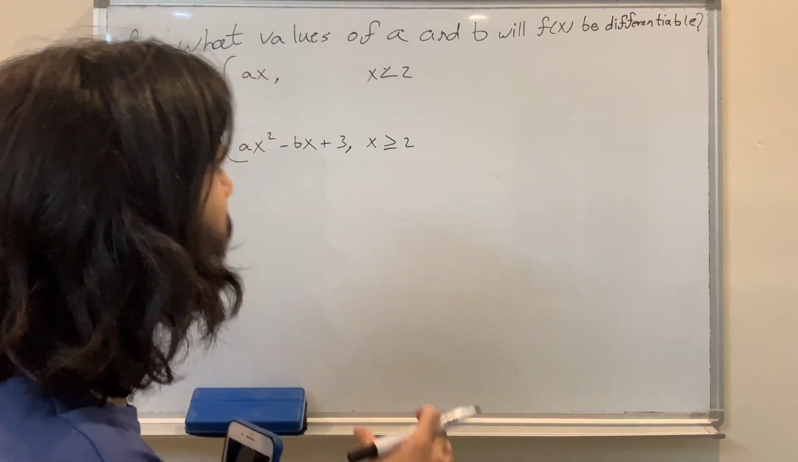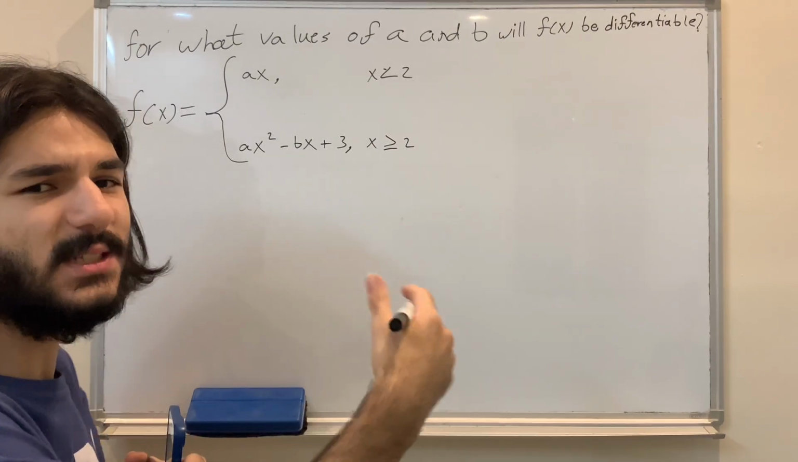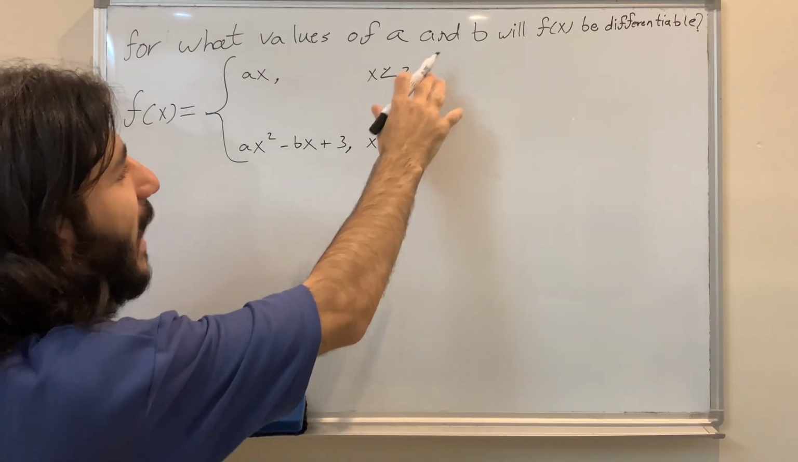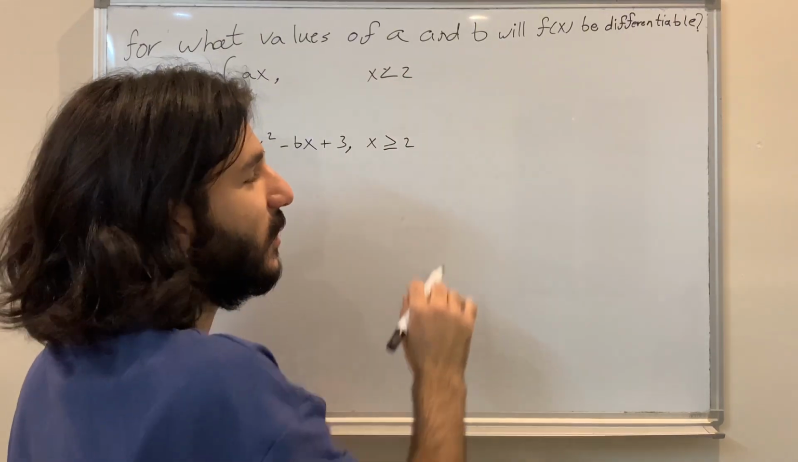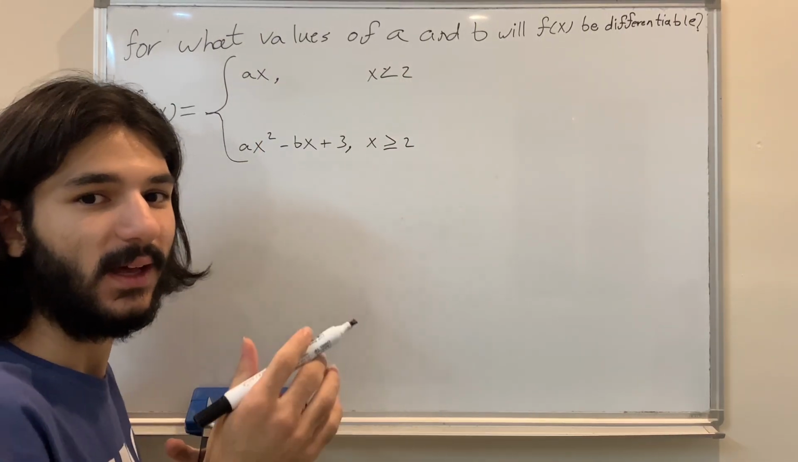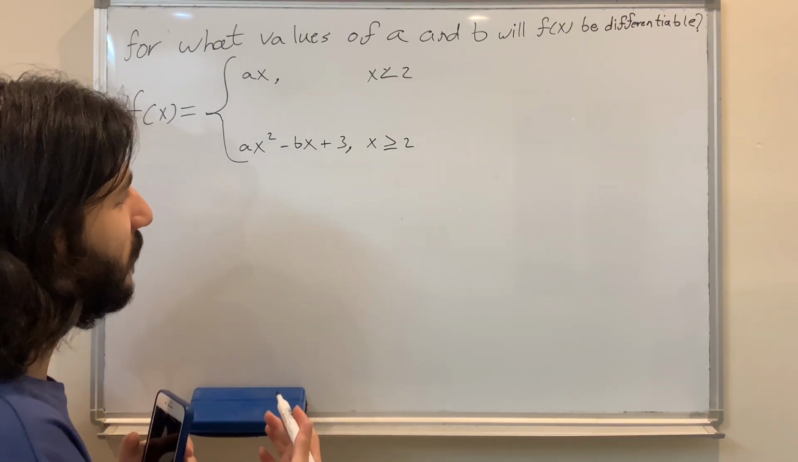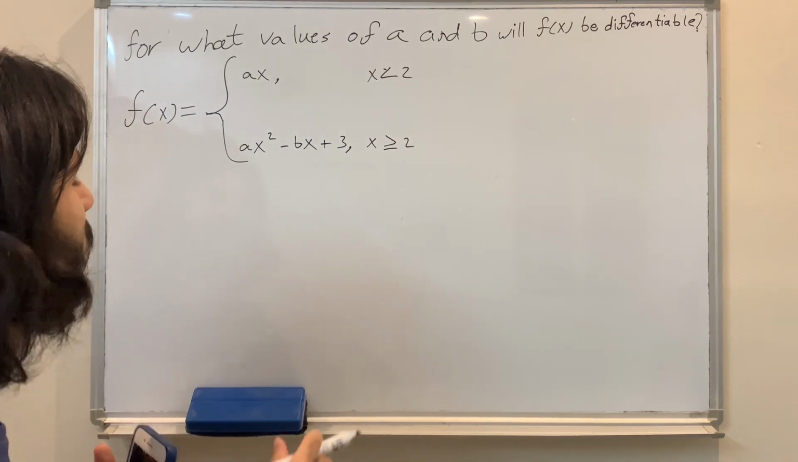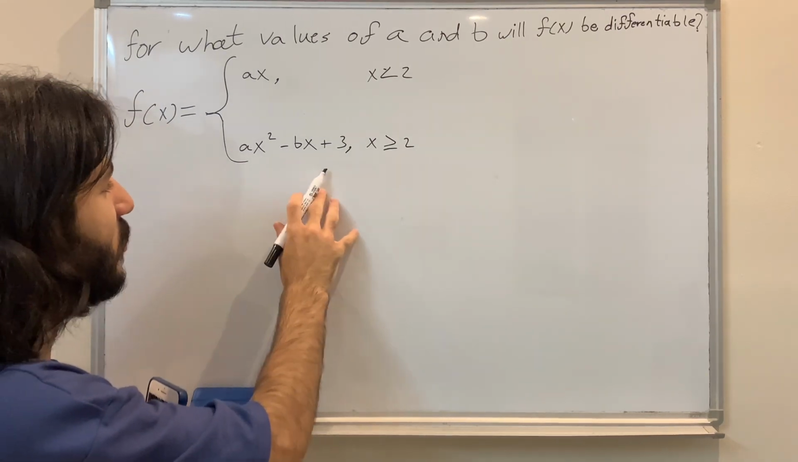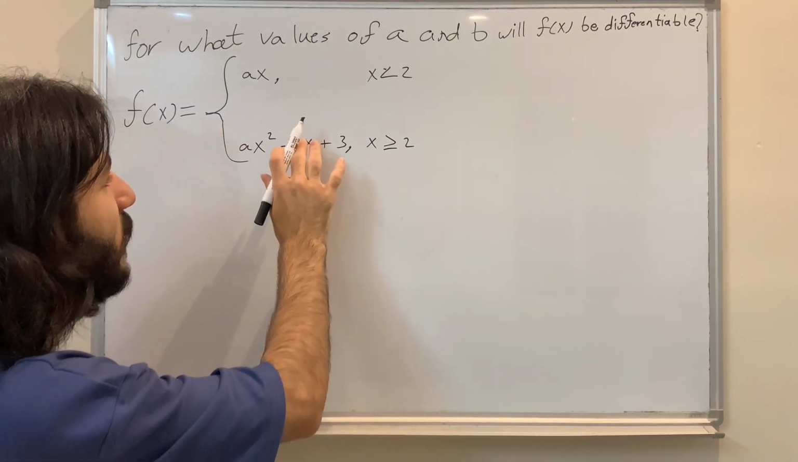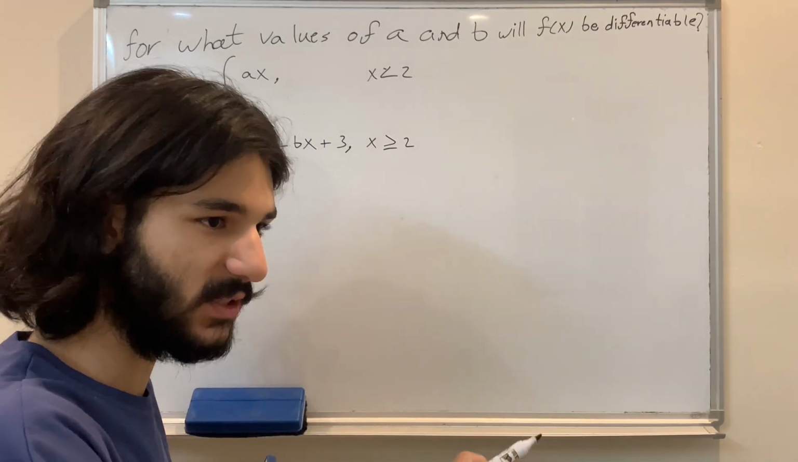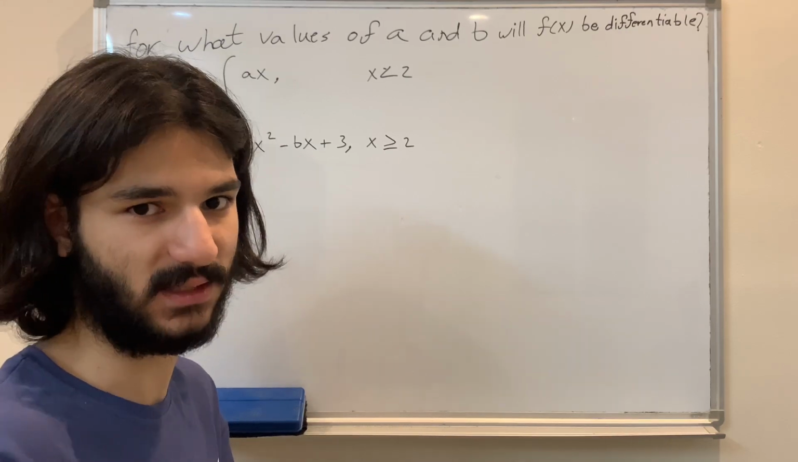So firstly, let's see what the question is. The question states, for what values of a and b will f of x be differentiable? Now, as we see, it's a piecewise function, which is annoying, but it's not that hard. We have two functions, a quadratic and a linear function, and both of these are usually continuous across all x.